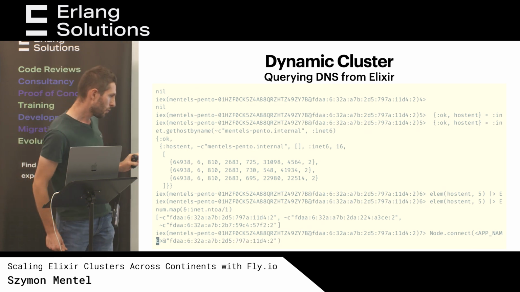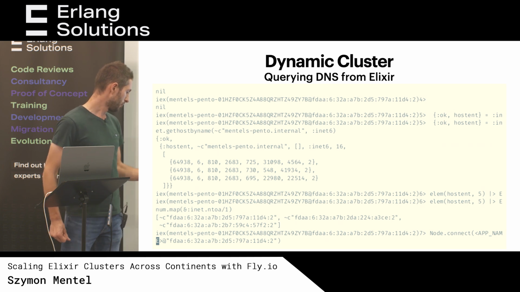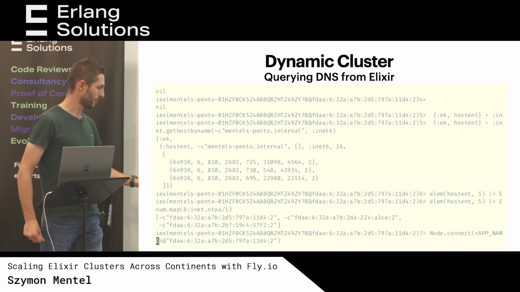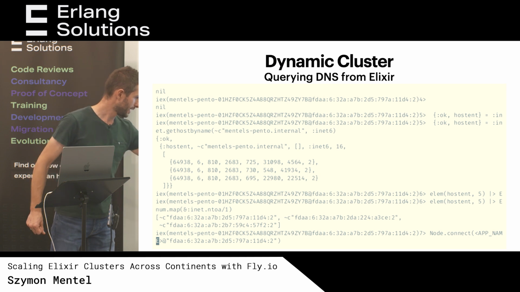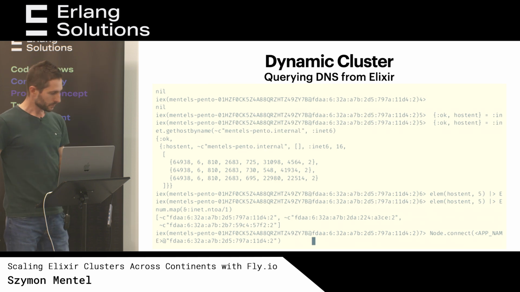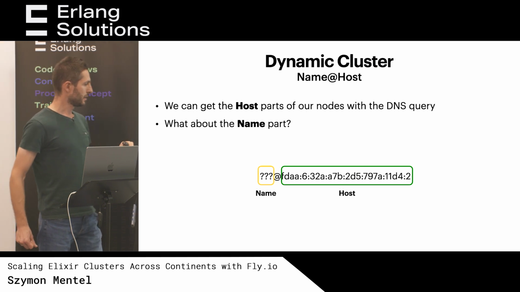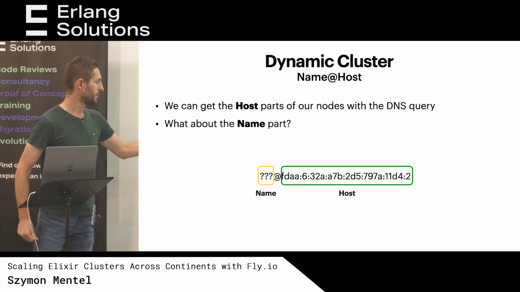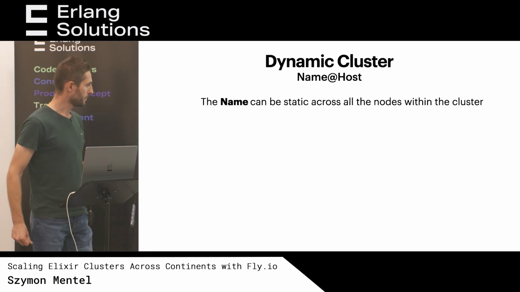And now let's imagine that if we know the name part of our nodes, we would be able to cluster with one of those nodes because we have the host part of the address. We're just missing the first part, which is the node name. So as I said, the DNS gives us the host part of the node name. The node name consists of the name and the host part, and now how can we get the name?